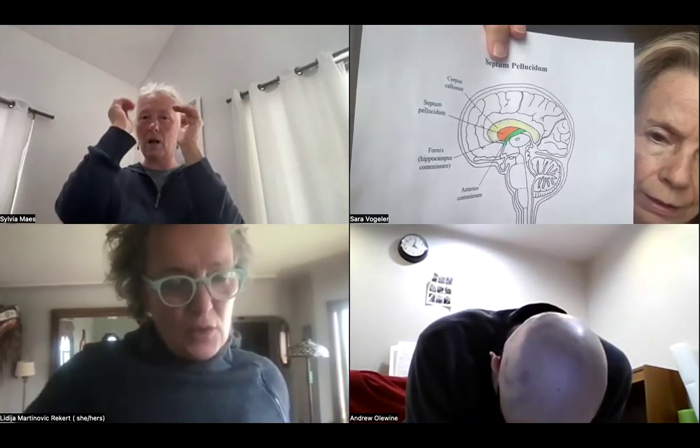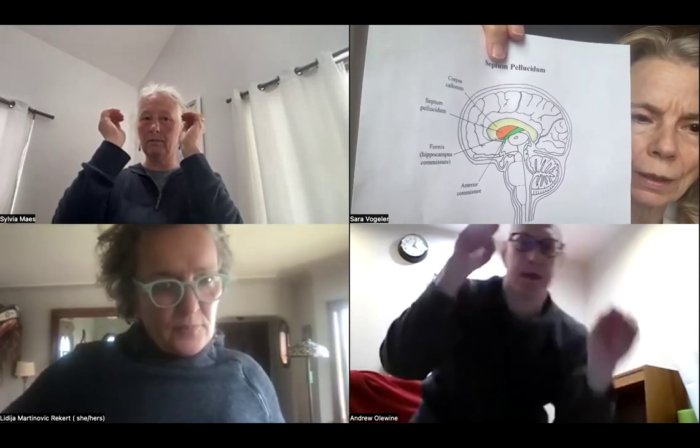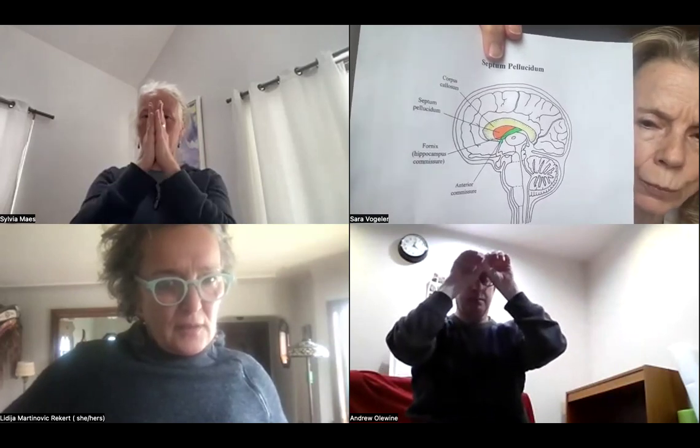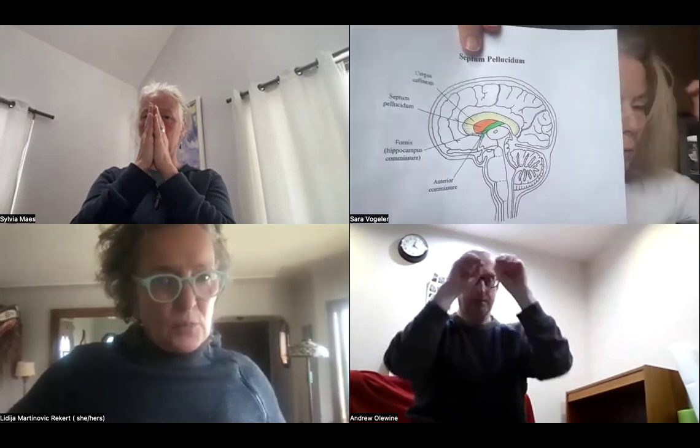No, on the side. Onto the right or the left? Both sides. We have an insula on the right and the left. And the pellucidum would be in the center. That's my understanding. Wow, thank you.